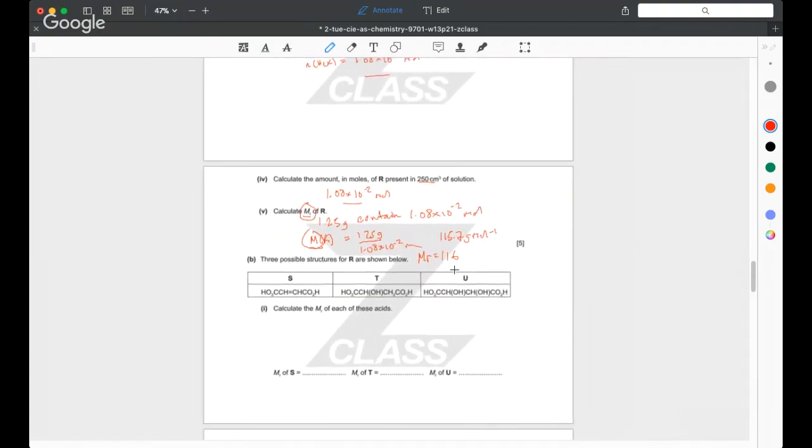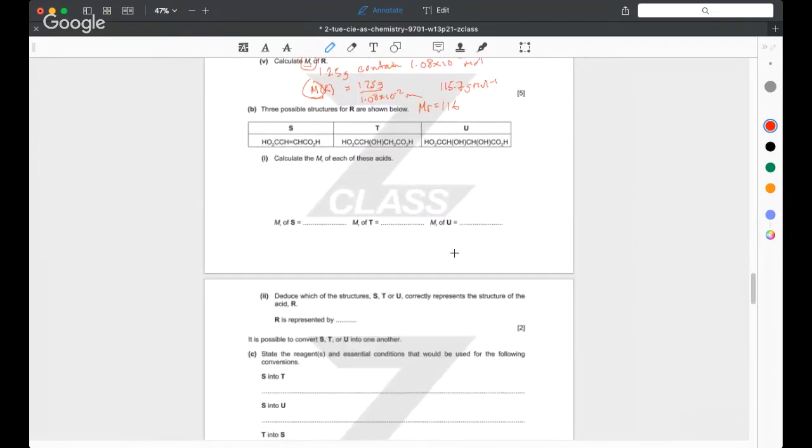Then you can use the data book to calculate the relative molecular mass for each of these structural formulae that were given here. And when you do that, the relative molecular mass of this one is 116, this one is 134, this one is 150. And so that must mean that the unknown compound that we were calling R up here is represented by the letter S there, because the relative molecular masses are identical.